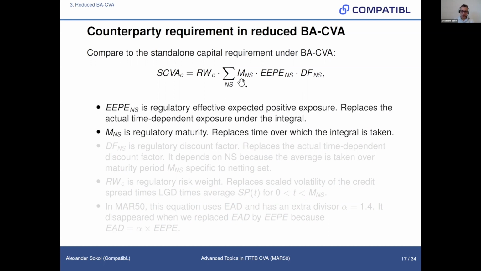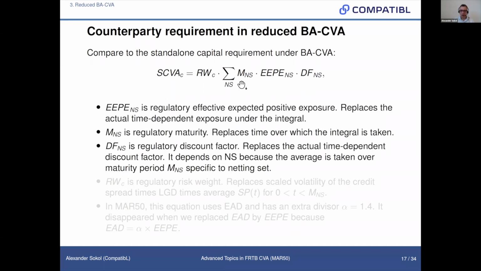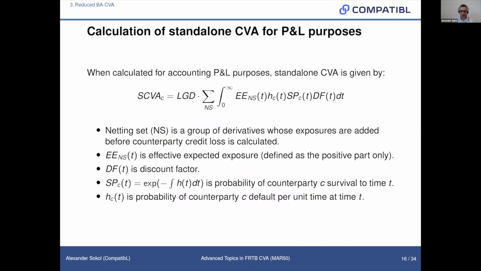Okay, so regulatory maturity is something that is here and makes sense because we had an integral over time. And now instead of integrating over time, we are multiplying by some average or expected time. Okay, so now this starts to resemble the other formula, right?